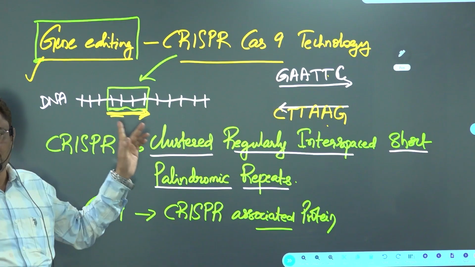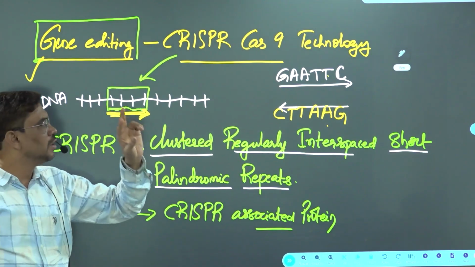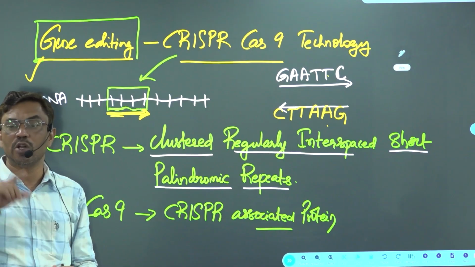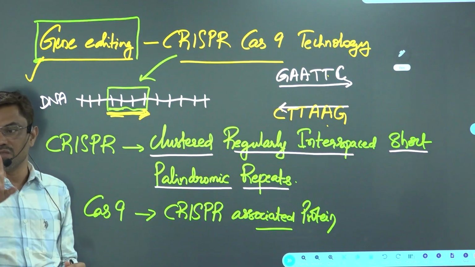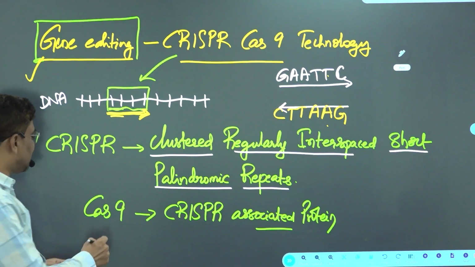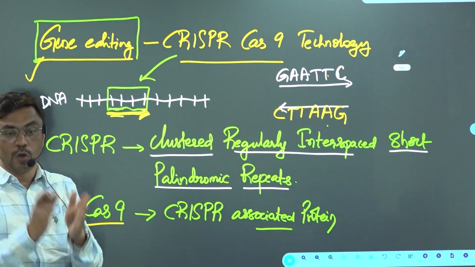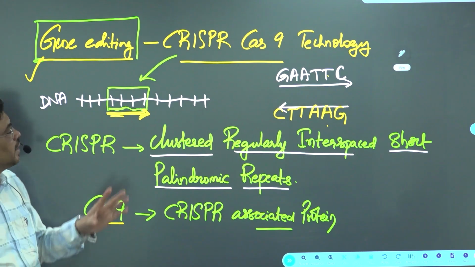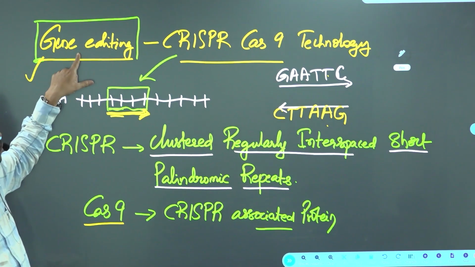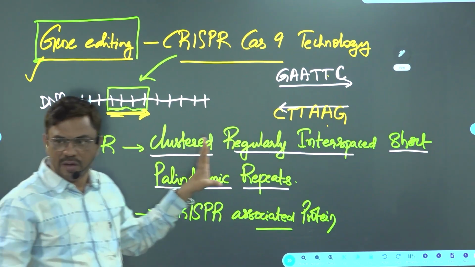So CRISPR-Cas9 technology is one type of gene editing mechanism, in which the scientists have used palindromic repeats extracted from prokaryotic organisms, that is, from bacteria. And Cas9 means CRISPR associated protein, which acts as an endonuclease, a restriction enzyme. Is it clear? You have to remember the abbreviation of this one.